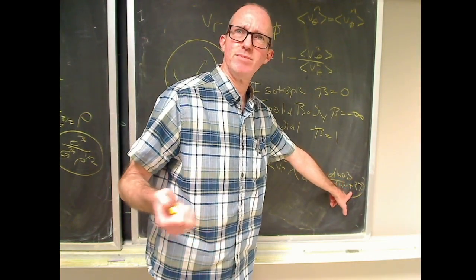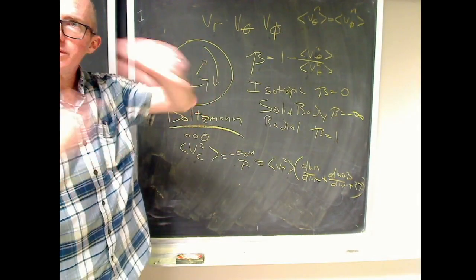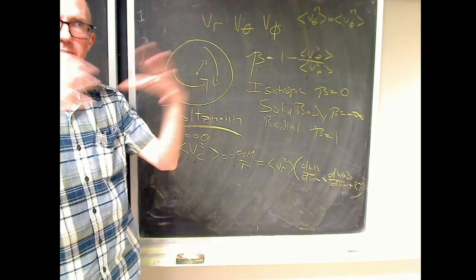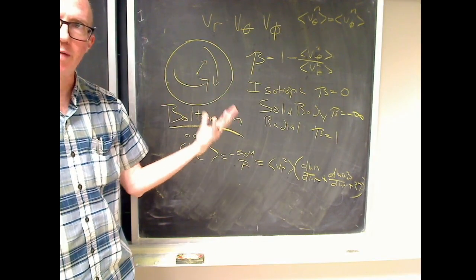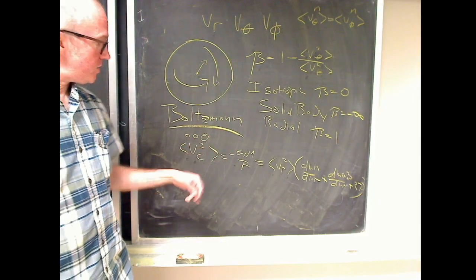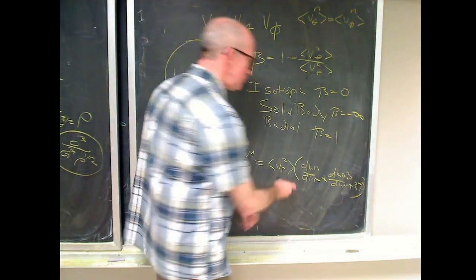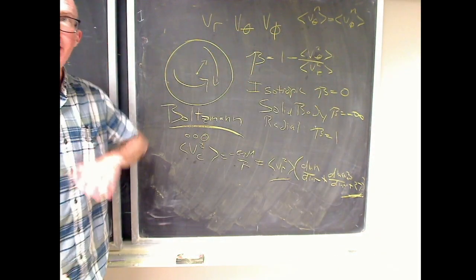Here's beta, that's a big deal. So now the amount that it's going around for the virial theorem depends on how much it's actually going around, but also how much it's going in and out, and the ratio of how much it's going around and in and out. So if I want to measure this, I've got these two parameters, VR and beta, that I have to sort out.